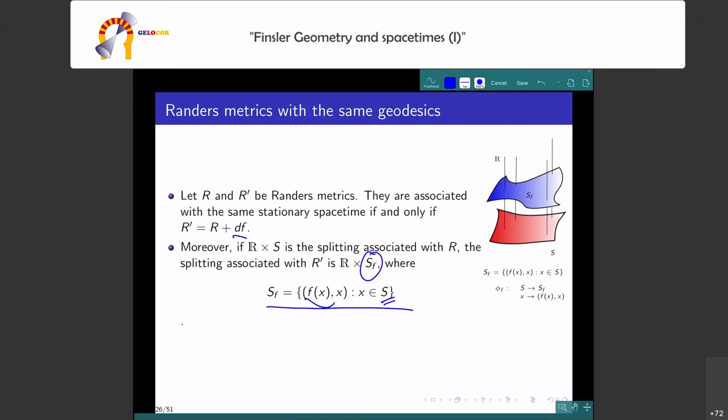And of course, when the difference of these two Randers metrics is the differential of a function, this means that they have the same pregeodesics. Okay, here I've written the same geodesics in the title, but in fact it's the same pregeodesics because the parameterization is not the same. So we have an entire family of Randers metrics associated to a stationary spacetime with different splittings, and all of them have the same pregeodesics.